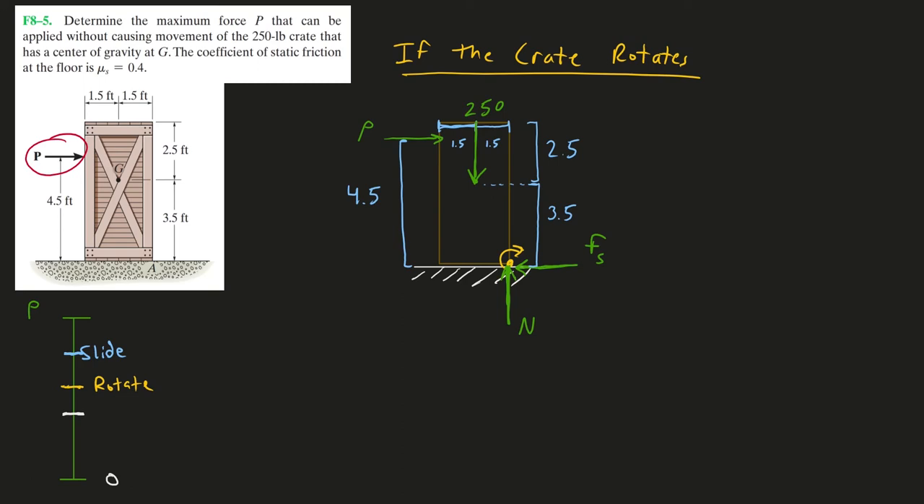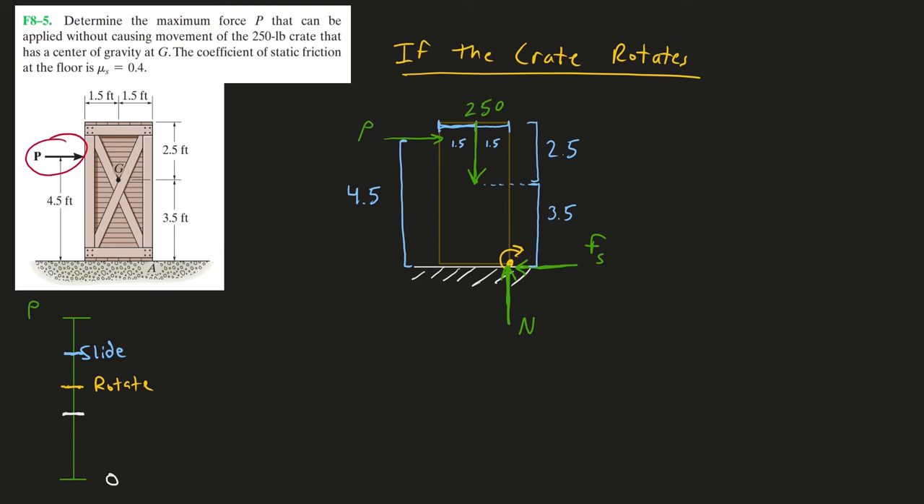So remember, the crate is not moving. It's just about to rotate about this point, but it's not moving yet. It's just about to. So because of that, we still have our equilibrium statics equations that we can use. And the sum of the moments about some point must equal 0 as well. Well, let's go to this one first.